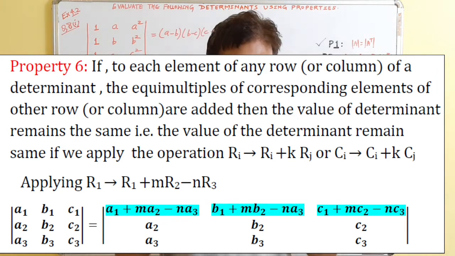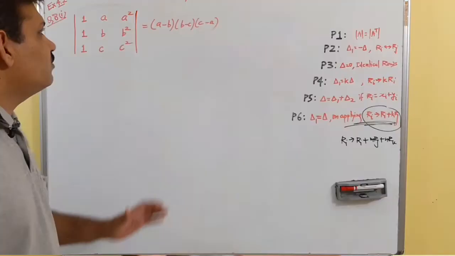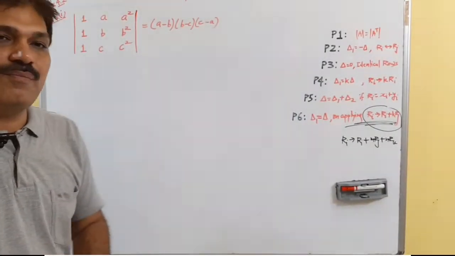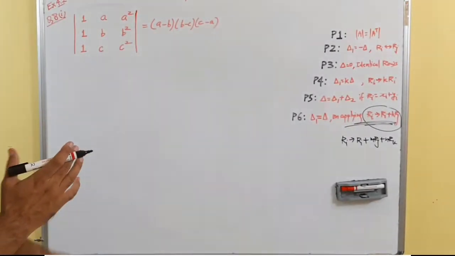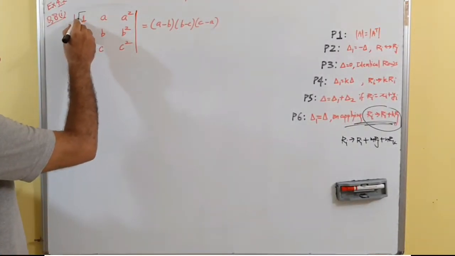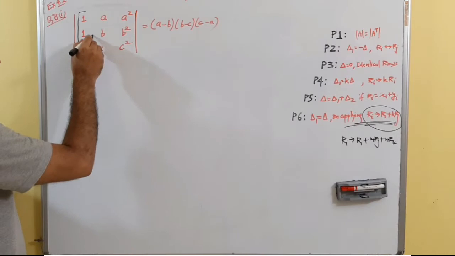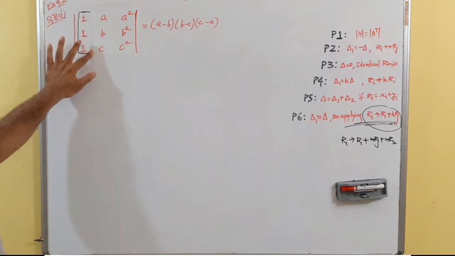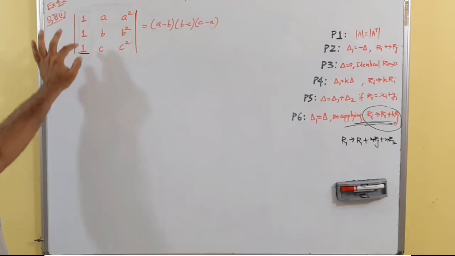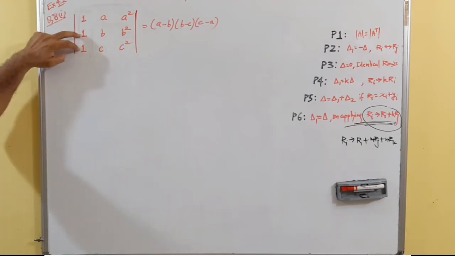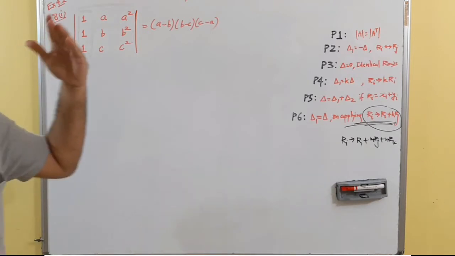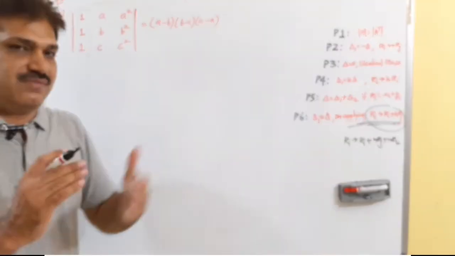Now let's have a question to better understand the properties. We have a question here, the first part of question 8 of exercise 4.2. Here we can observe that we have all ones in the first column. So when we get all ones in the first column, what we do is we make two zeros with the help of this one, as we have done in elementary transformations.